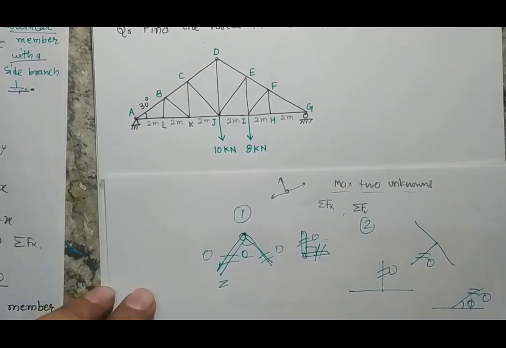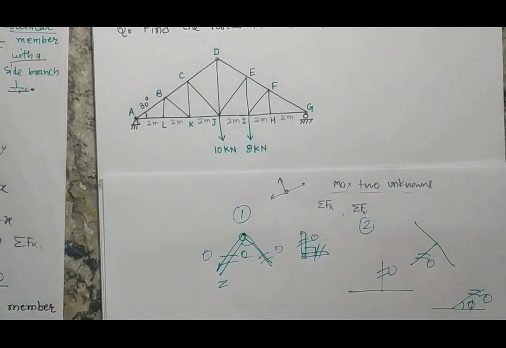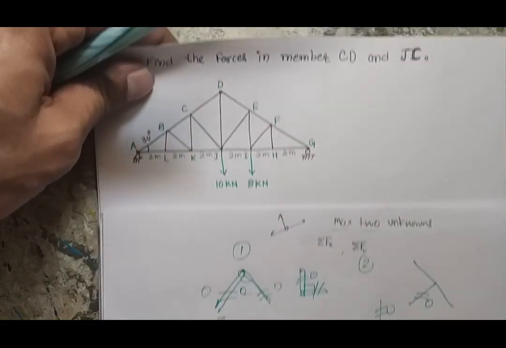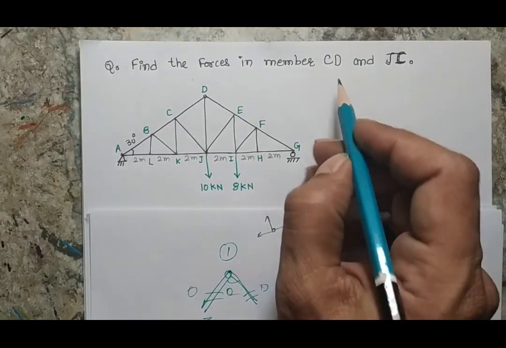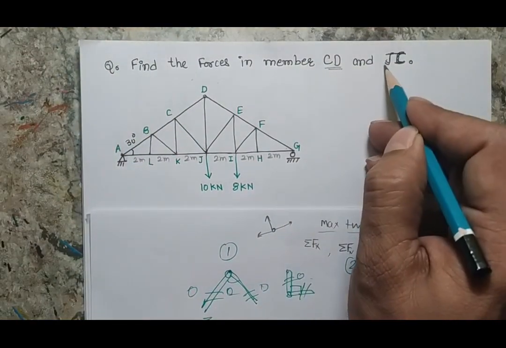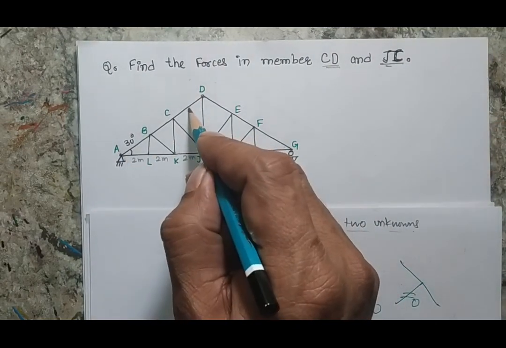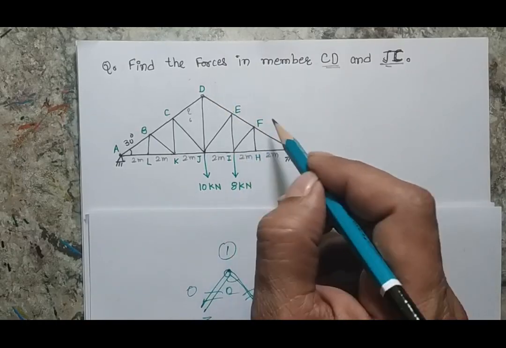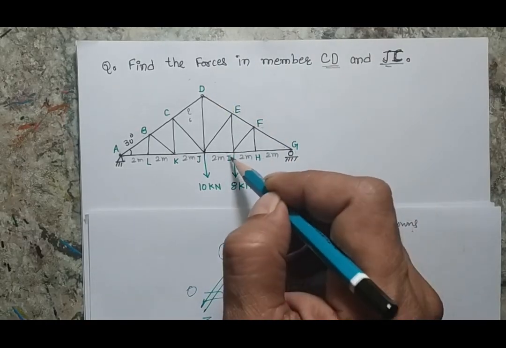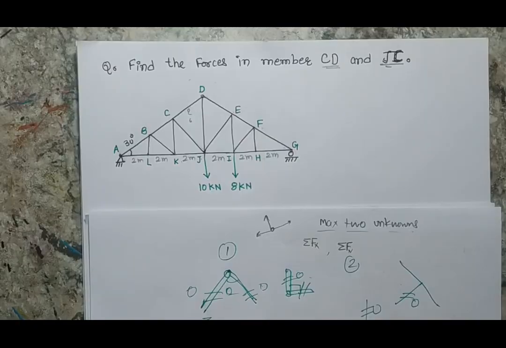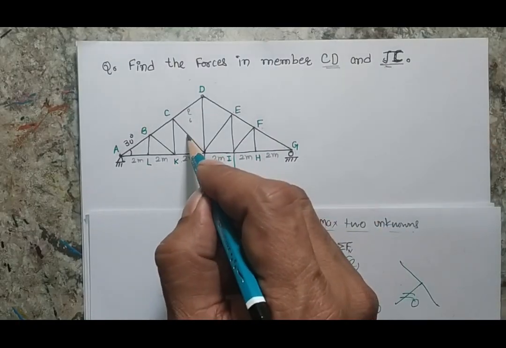So here is the problem, and in the problem we can see that there are many members, and what has been asked is: find the forces in members CD and JC. So if I see A, B, C, D. So this is one member where I have to find the force. D, E, E, F, F, G, G, H, H, I, I, J, J, K, L, M. So I have to find the force in these two members.